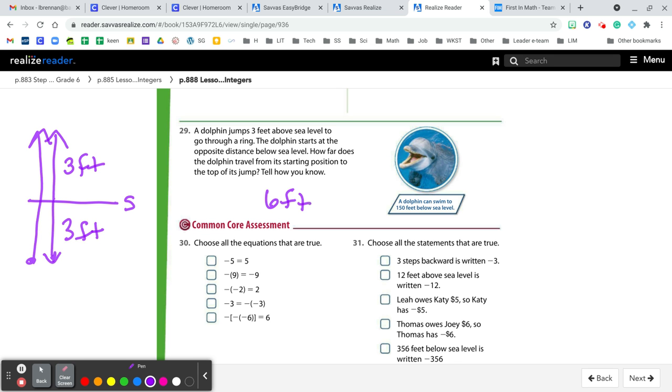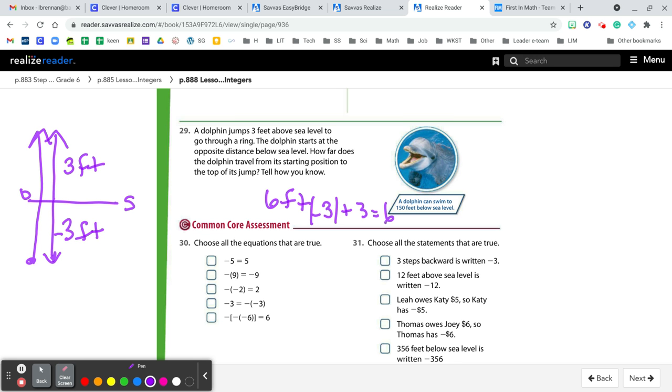And how do you know? We can show from our diagram, from negative 3 feet, so that's below sea level. From negative 3 feet to 0 is 3 feet, and then from 0 to 3 feet is 3 feet. So altogether it's 6. So negative 3 plus 3 for distance. So what we want is called the absolute value, is going to be a distance of 6 feet.